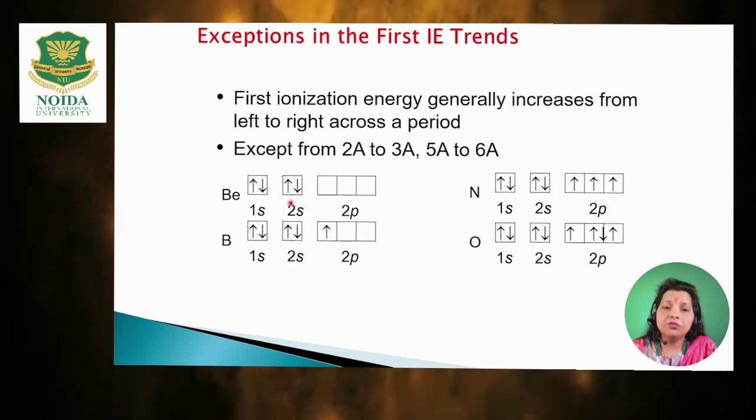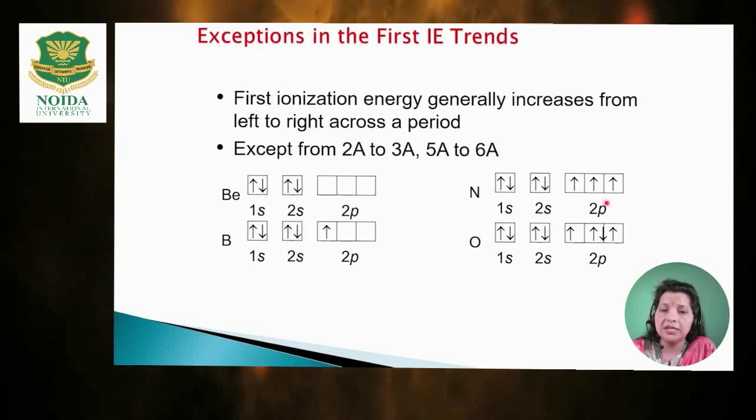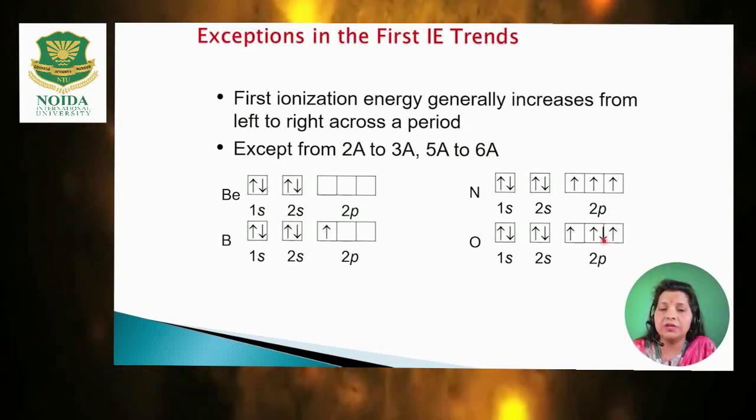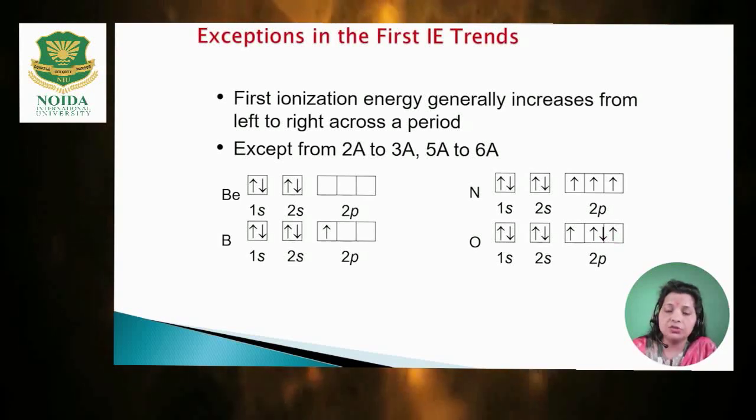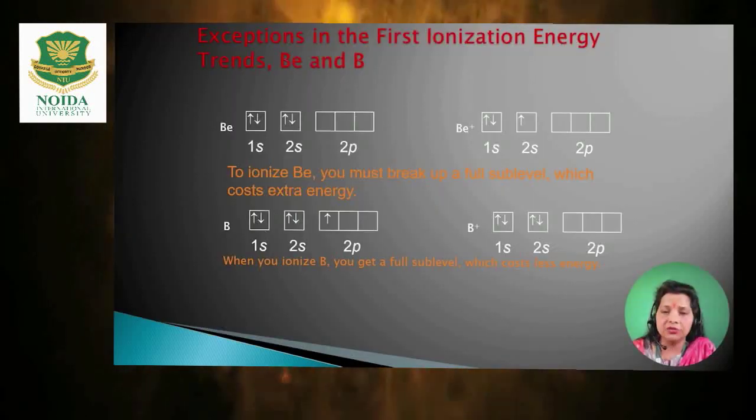So to remove this electron in beryllium is comparatively tougher than to remove this electron in the boron, right? In the same way, to remove this electron in nitrogen is quite tougher than to remove this electron in the oxygen, right? So these are the exceptions in the ionization energy. This is the full explanation.